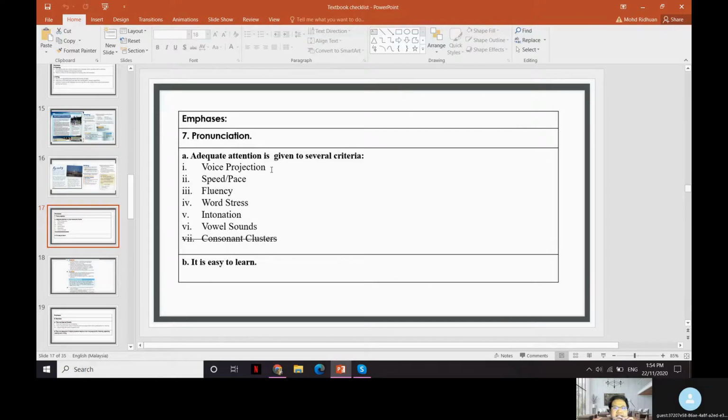For pronunciation skills, adequate attention is given to several criteria, such as voice projection, speed of pace, fluency, word stress, intonation, and vowel sounds. However, consonant classes are not given enough attention because we could not find any examples involving consonant clusters. It is, however, very important to know that it is easy to learn.